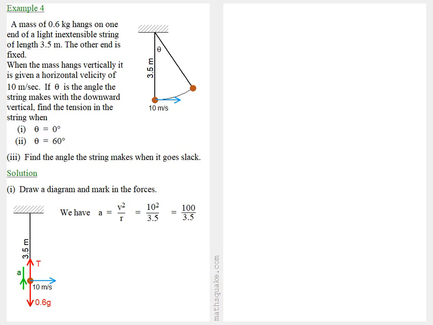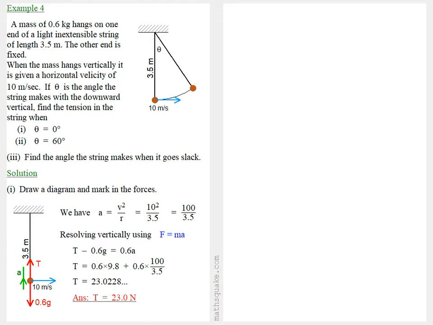So resolving vertically using F equals ma, we have T minus 0.6g equals 0.6a. In other words, T is equal to 0.6 times 9.8 plus 0.6 times 100 over 3.5, which works out T is 23.0228. So the answer to the first part, the tension in the string, is 23.0 newtons.